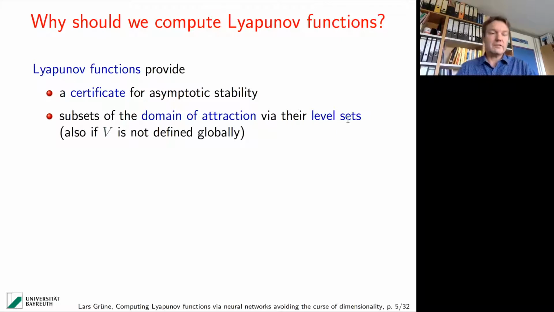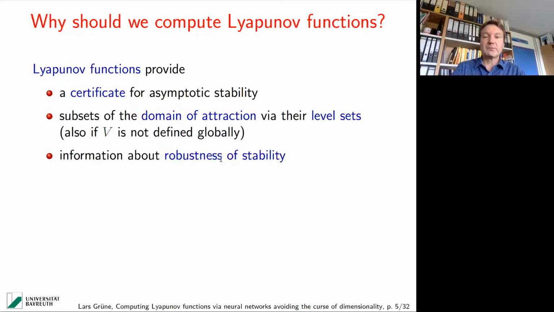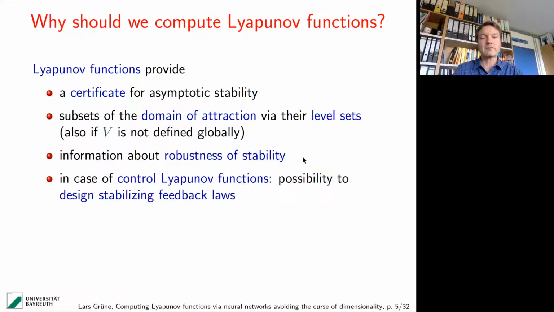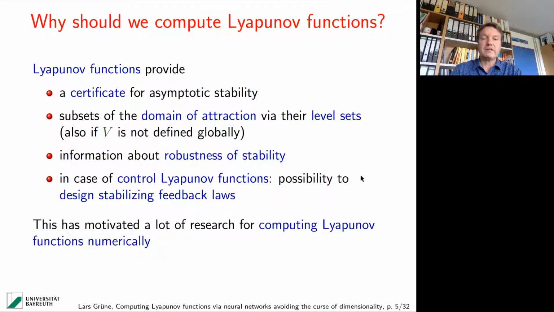This is interesting. And this is also possible if we only have a regional Lyapunov function V, which is defined on a subset of Rn. It gives us information about robustness of stability. Stability margins can be computed with respect to additive perturbations, for example. And in case of control Lyapunov functions, which is something I will not address, but which is, I guess, of high interest for a generalization of the results I'm going to talk about in the future, it's also possible to design stabilizing feedback laws on the basis of Lyapunov functions. And this has motivated a lot of research for computing Lyapunov functions numerically.